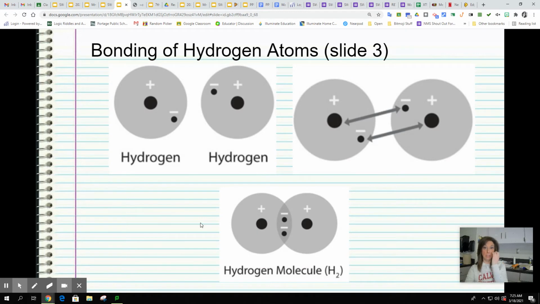Okay, so this is just a little model of that. We've got the positive connecting to the negative. We have the negative connecting to that positive. They share their electron bonds. And here we have our hydrogen gas.